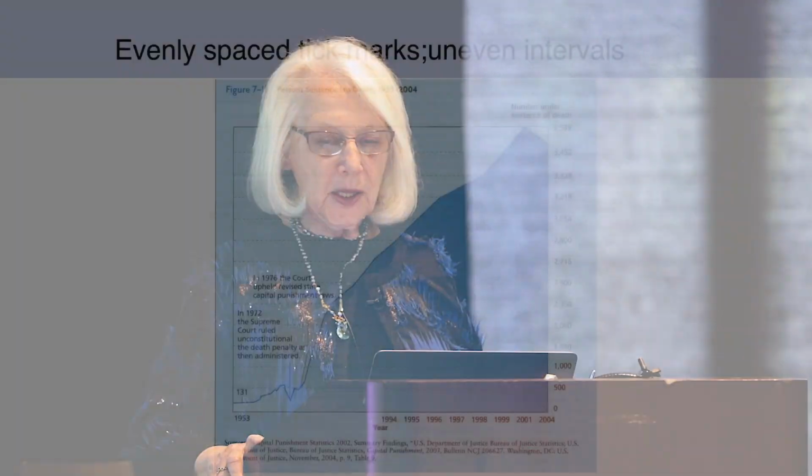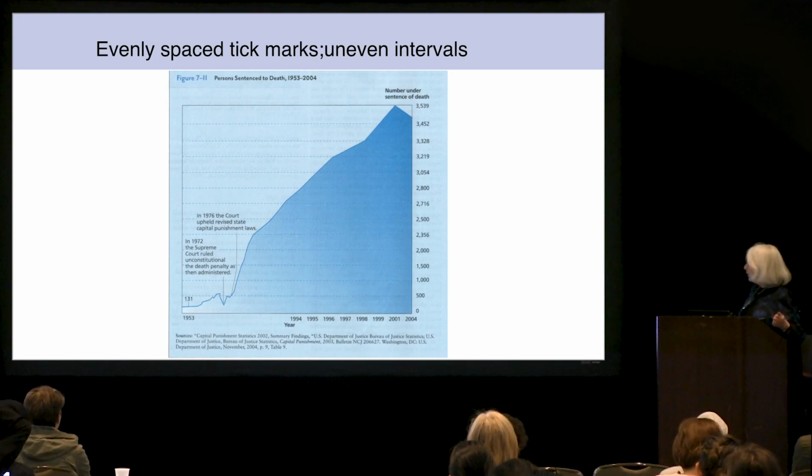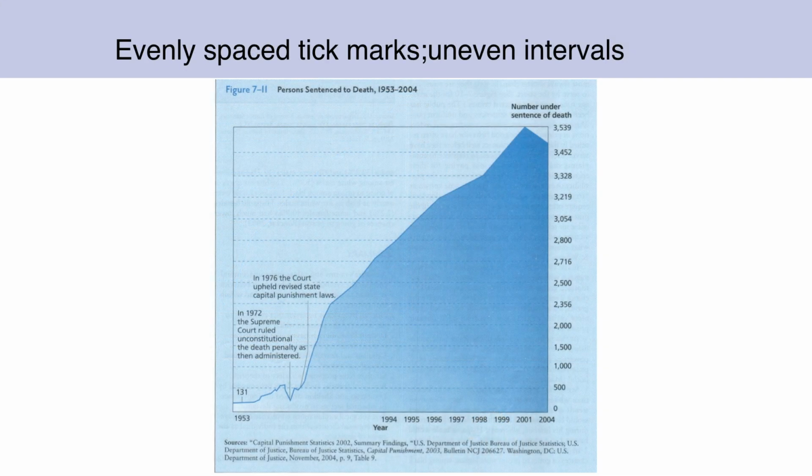Another very, very common mistake I see is using equally spaced tick marks for unequal intervals. The figure that you see here shows the number of prisoners on death row from 1953 to 2004. That's a period of just over 50 years. I want you to look at the horizontal axis. We go from 1953 to 1994, which is just over 40 years, and we give it roughly half the axis.